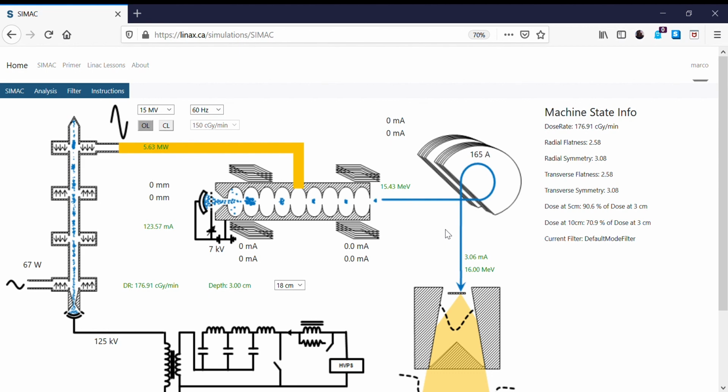And in the next lecture, we're going to look at how we adjust the accelerator in order to produce different energy beams and what that does to the clinical properties of the beam.